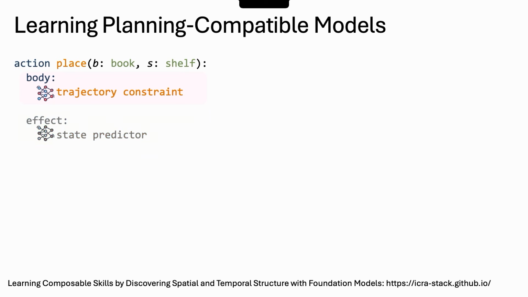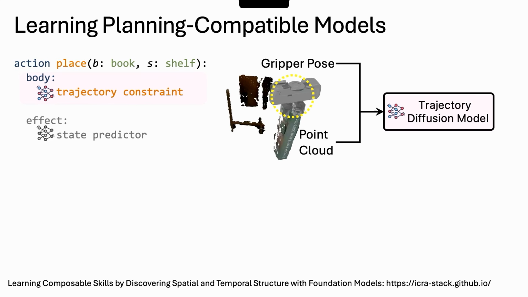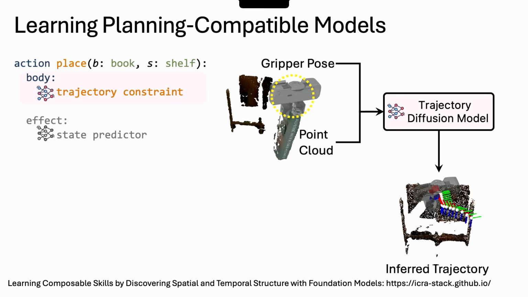To operationalize this, the input to the trajectory constraint satisfaction model is the initial position of the gripper and also the object point clouds. And then we train a diffusion model on top of it to generate possible trajectories. Some of the time it's placing the book on the left, some of the time it's placing the book on the right. This depends on what data coverage you have in your demonstration.